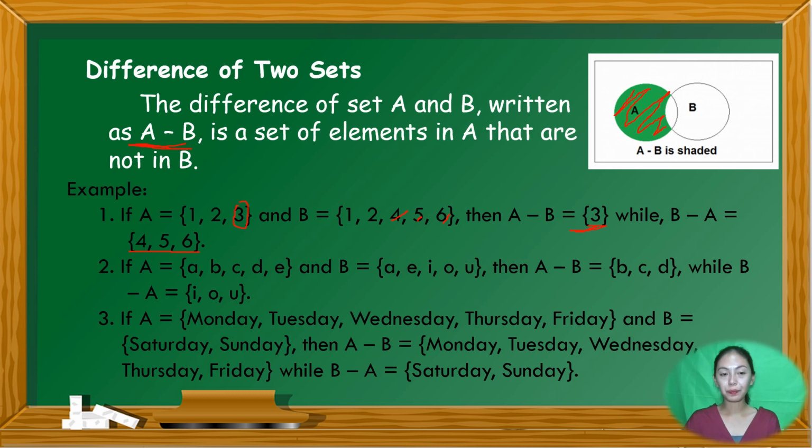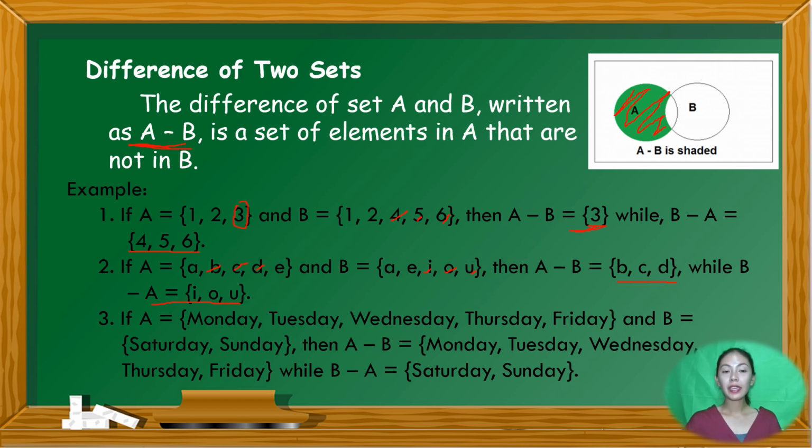Okay, number 2. If set A with elements A, B, C, D, and E, and set B with elements A, E, I, O, U, now the difference between A minus B is, so sa A na pong tanaw, unsa nga elements ang naa ni A nga wa ni B. So we have B, C, and D, and these are the difference of A minus B. Okay, while B minus A, ato na pong gibaliktad. So what are the elements that are found in B nga wa ni A? So we have I, O, and U. So this is the B minus A.